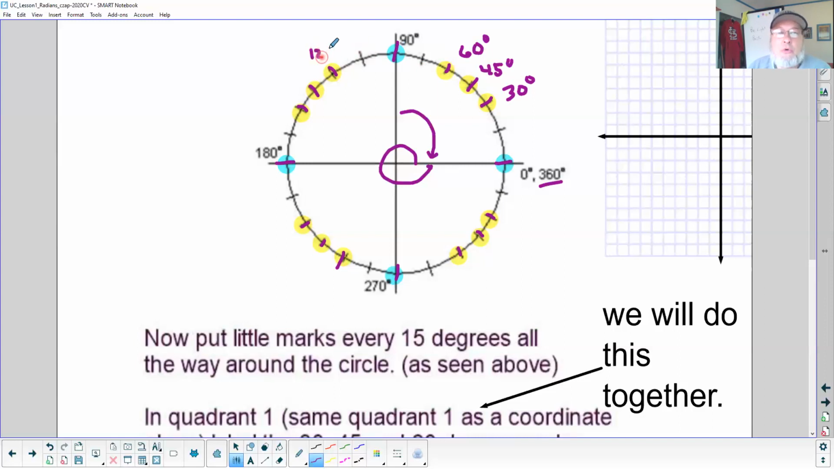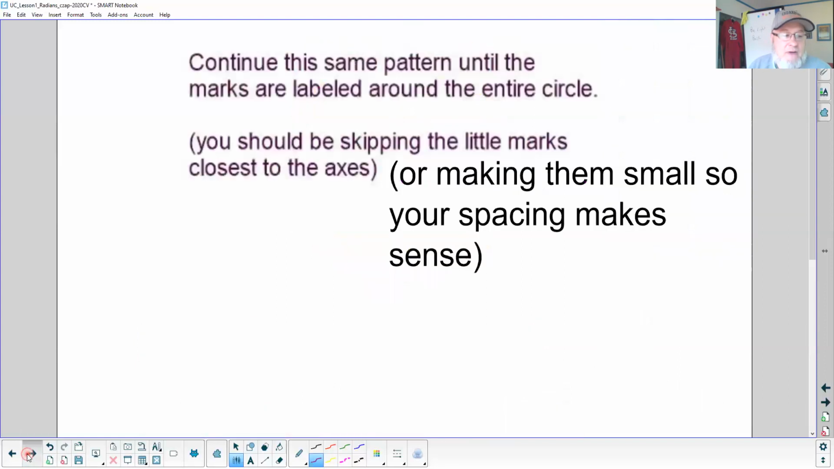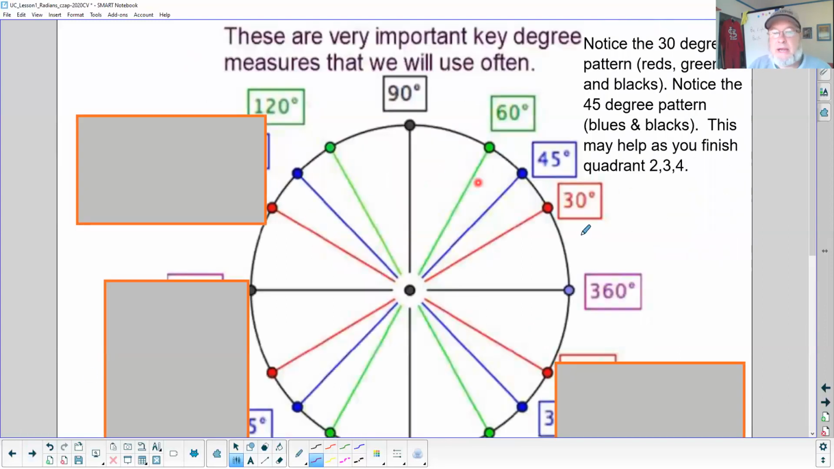I'd like you, this is part of your mission, to continue to label all of these yellows all the way around. Now I'm not gonna show you the final answer, but here I did these guys, and then your job is to label this one, this one, this one, this one, this one, and this one. That's one thing I'm going to be checking.